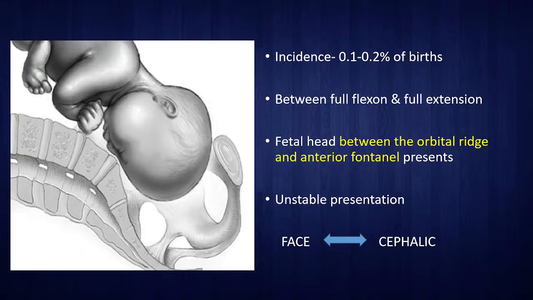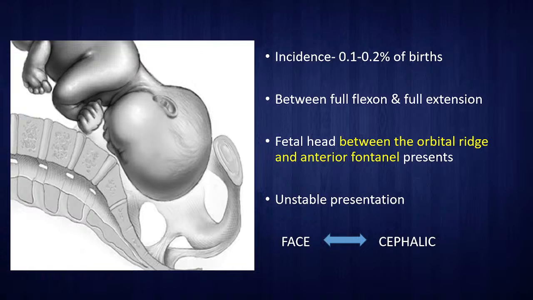Here you can see fetal head is slightly extended, but not completely. So, the brow, this forehead part, is that which is presenting. Incidence is 0.5 to 0.2. It is between full flexion and full extension. Fetal head between the orbital ridge, here the orbital ridge, and anterior frontal.